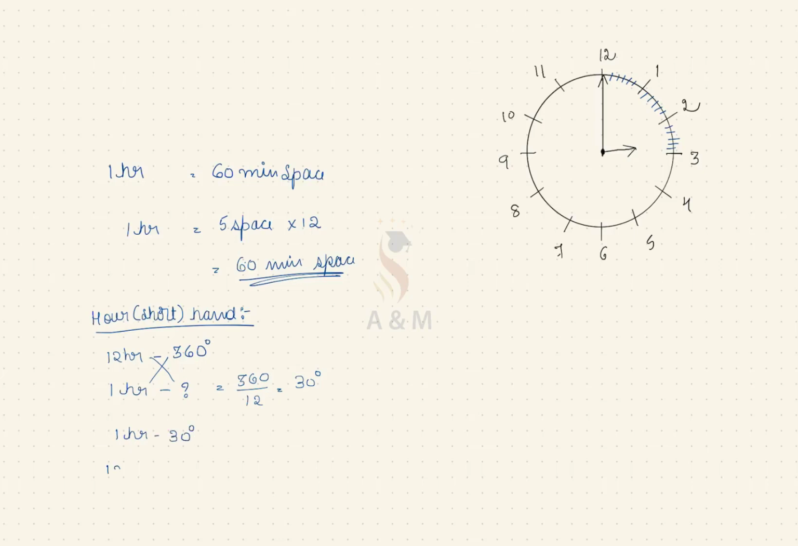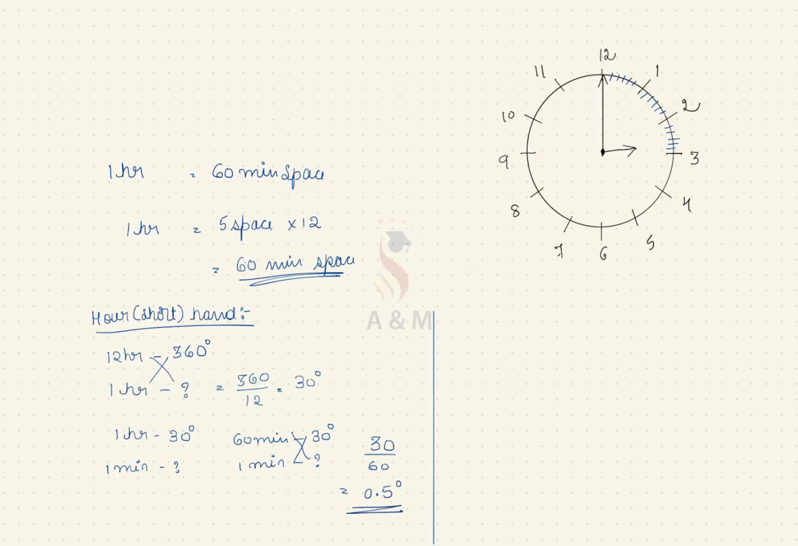So 1 minute you want, right? But here this is in hour, this is in minute. So what is it? 1 hour is nothing but 60 minute. Therefore 60 minute means 30 degree. 1 minute is what? So cross multiplication, that is 30 by 60, you get 0.5 degree.